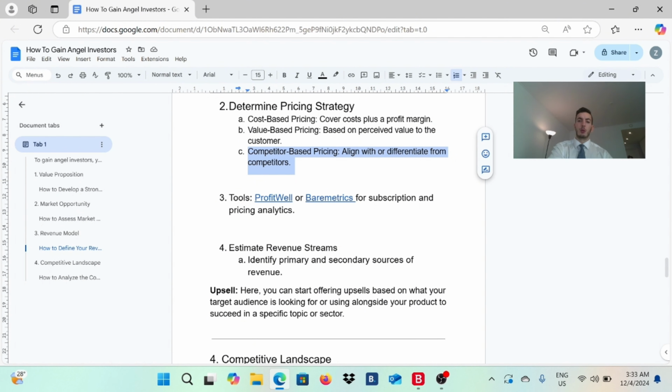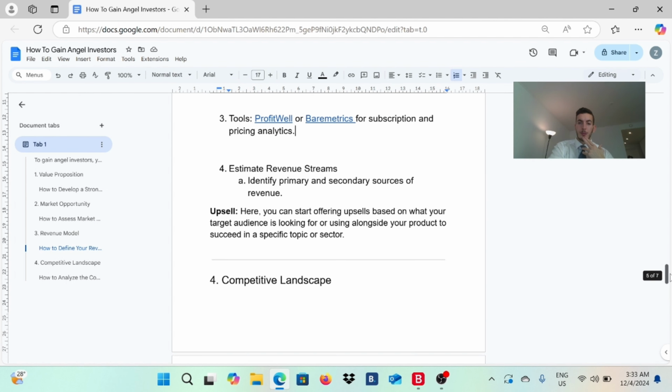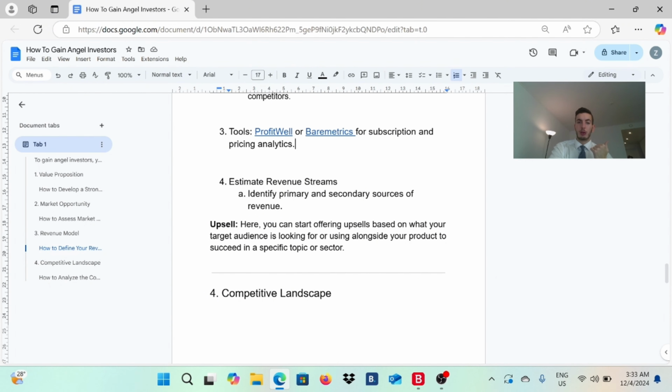Tools: ProfitWell or ChartMogul for subscription and pricing analytics. You can find all these tools in the description below. So that's what I can recommend you to do. Right here is pretty basic, you can do it on your own.